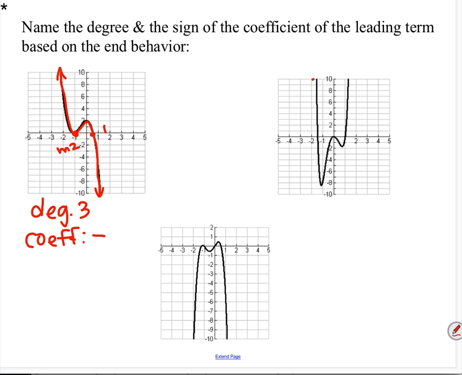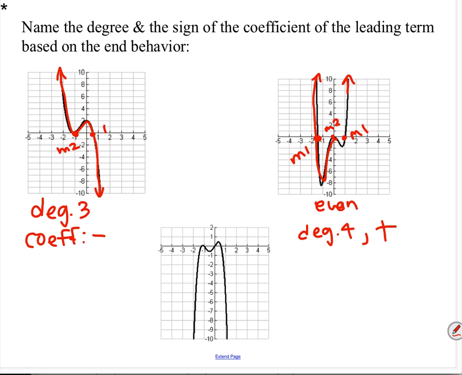On this next one, we have both end behaviors going the same direction, which means it's going to be an even degree. And if we count our zeros, that's a multiplicity of 1. That's a multiplicity 2. And then I can't really see with my drawing. That looks like a multiplicity 1 as well. So we're going to say the degree is 4. And if they're both going up, then it is positive.